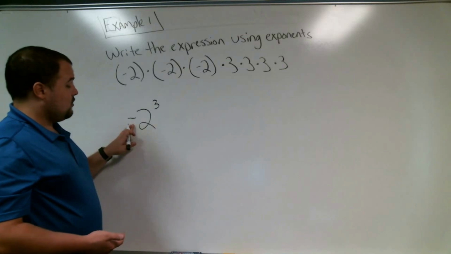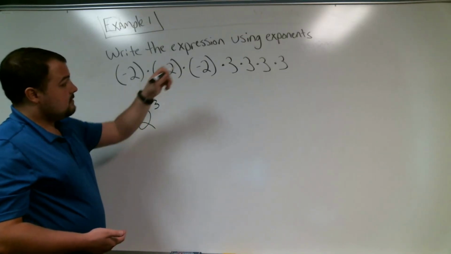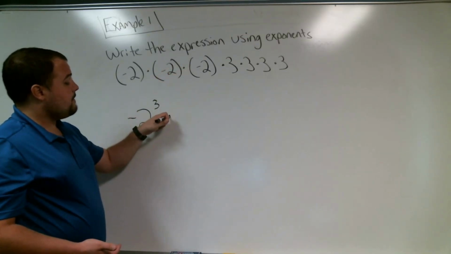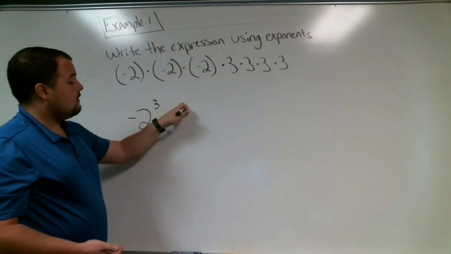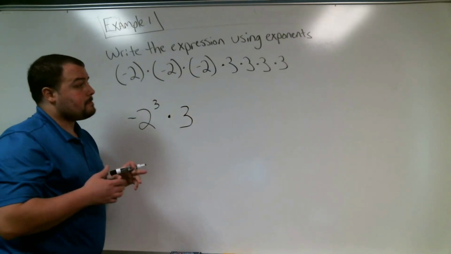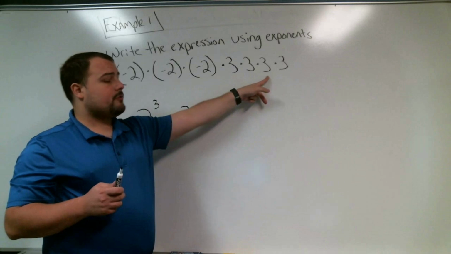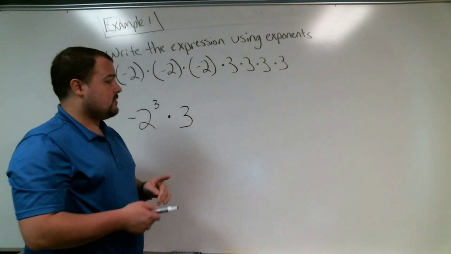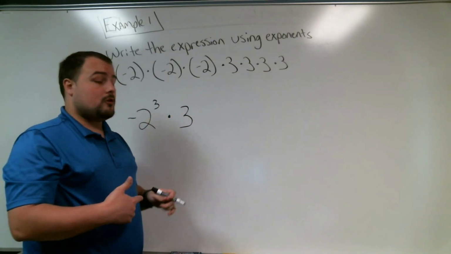We're taking negative 2 to the third power, timesing it by 3. That's my other base. And now we count how many 3's we have. Well, we have 4 3's, so that must mean that that's 3 to the fourth power.